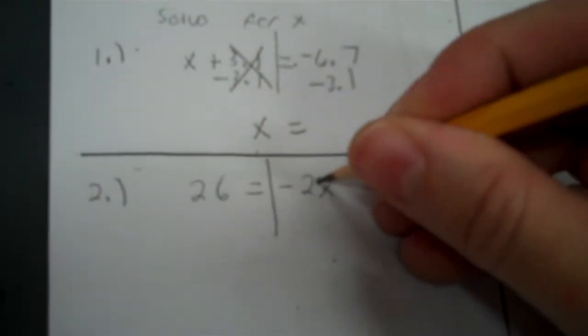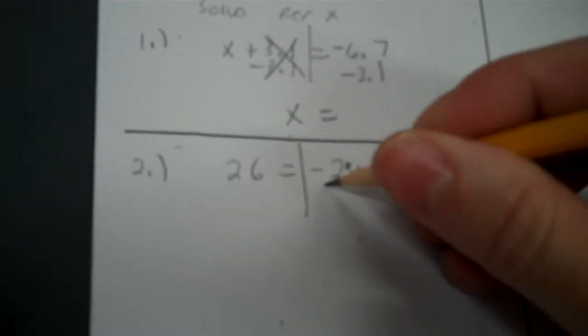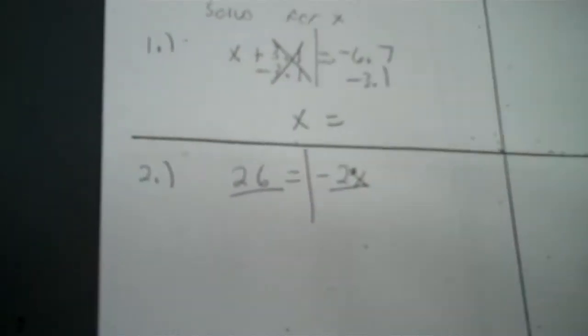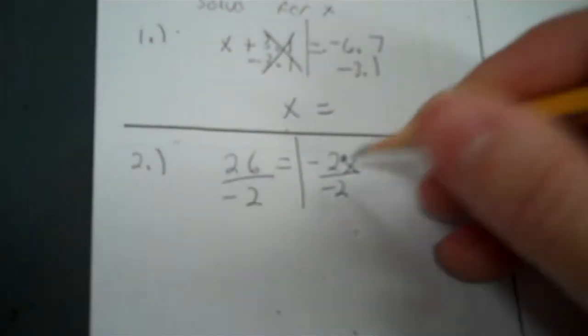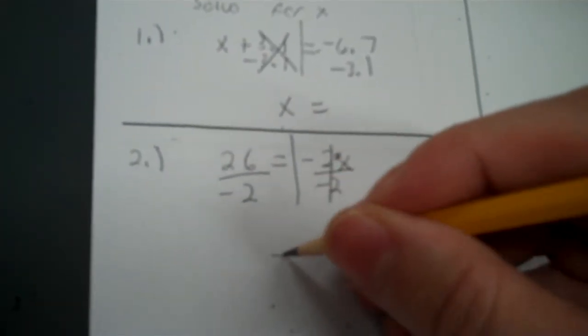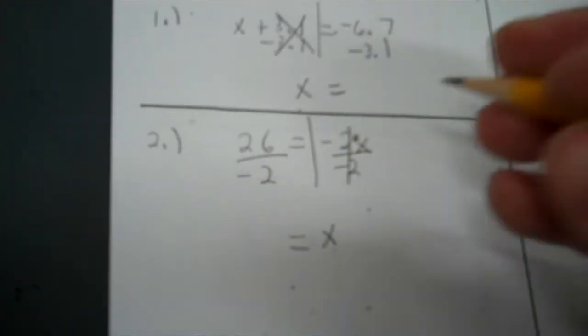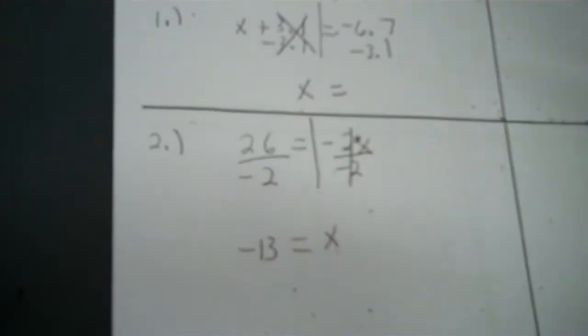Okay, number two. There's x. Now between the x and the negative 2, there's no sign. That means it's being multiplied. The opposite of times is to divide, so we underline both sides. And negative 2 is the number we take underneath because that's a multiplier of the x. So line up your equals and you have x. 26 divided by negative 2 is negative 13.